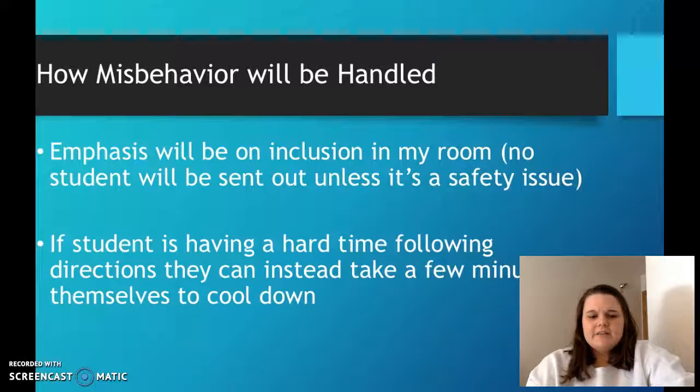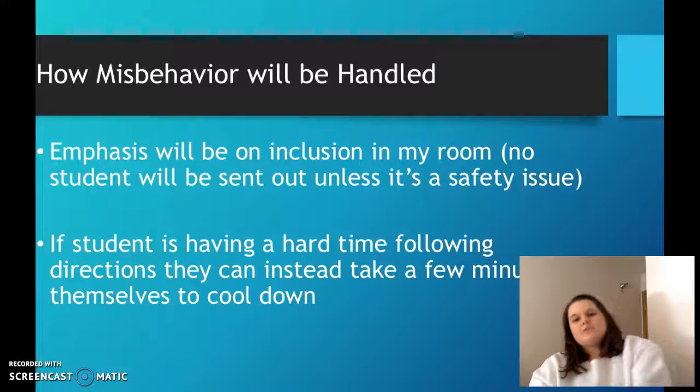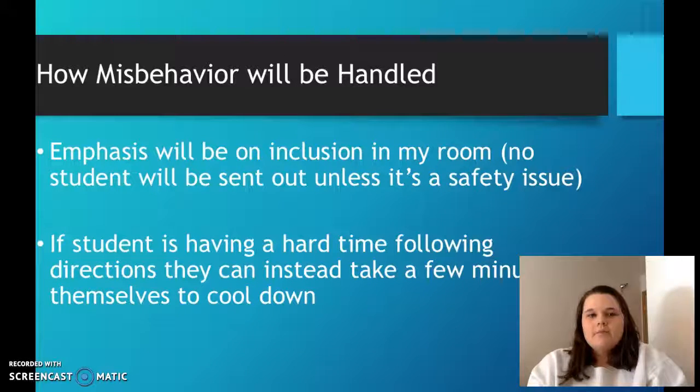I understand if it's a safety issue or if he or she is making a threatening thing to someone in the classroom. And if a student is having a hard time following directions, they can instead take a few minutes to themselves to cool down. So in my classroom, I plan to have a little station where they can relax and take some time to themselves, where it's a little more seclusive and they can just relax.